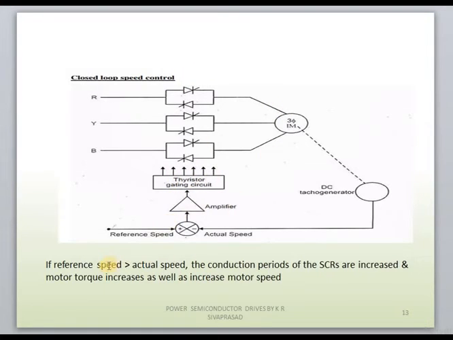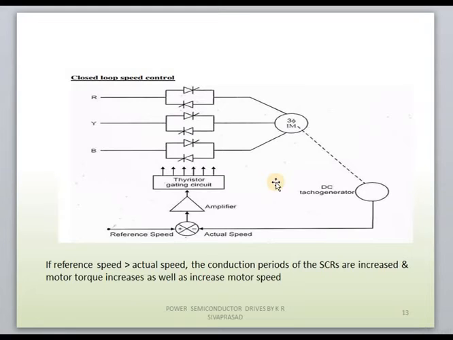For example, if the reference speed is greater than the actual speed, the error will be positive. With that positive error, the thyristor is triggered and the conduction period of the SCRs will increase. With that, the motor torque will increase as well as the motor speed. The same works when the reference speed is less than the actual speed, quite the opposite: the conduction period decreases, the motor torque decreases, and the motor speed decreases.